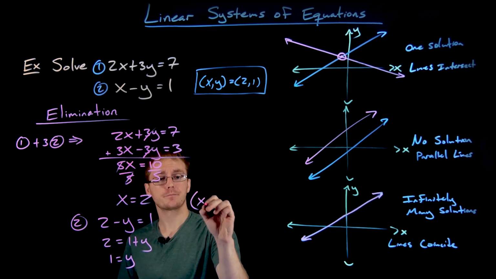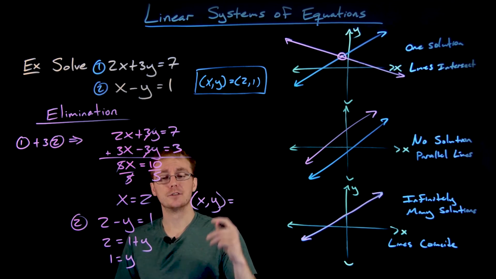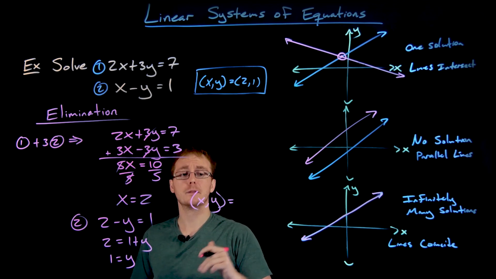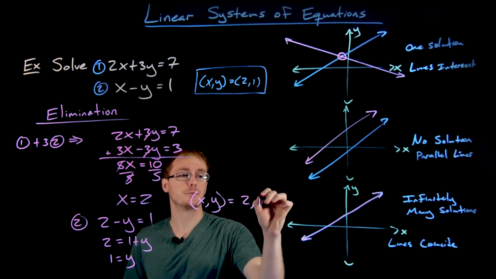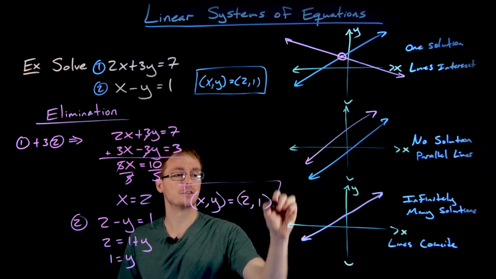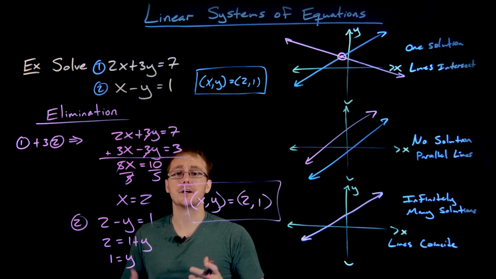But either way, whether we solve it using the substitution method or the elimination method, we find the exact same solution to our 2 by 2 system here. That is the ordered pair (2, 1).